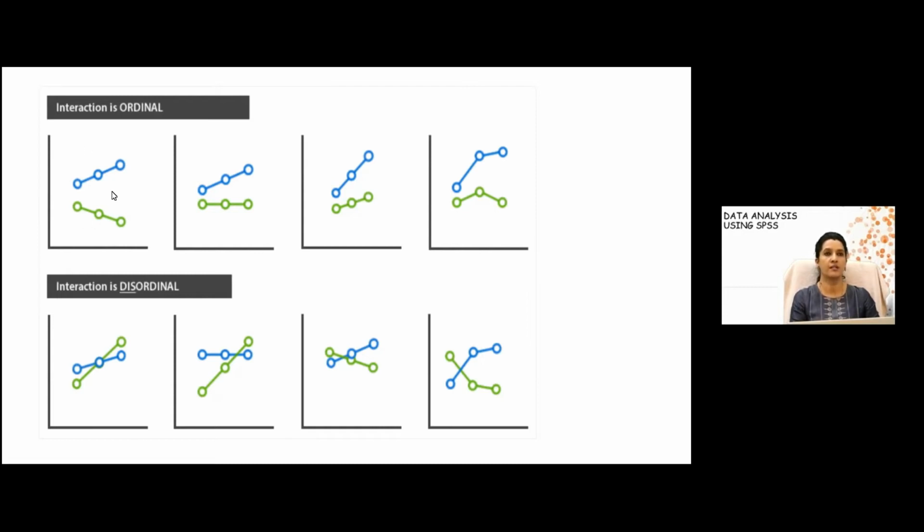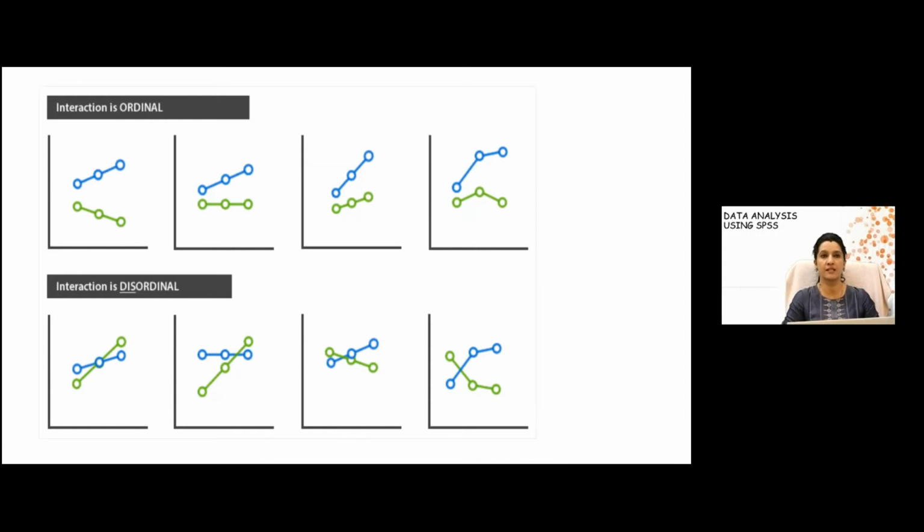If the plot is something of this sort, where they will tend to meet somewhere, if you draw a line here, you can say that they will meet somewhere. So these lines are not parallel and they are crossing each other. Then we can say that there is interaction. We define two types of interaction, ordinal and disordinal, but don't go into those categories. You just remember that if the lines are not parallel, then there is an interaction.